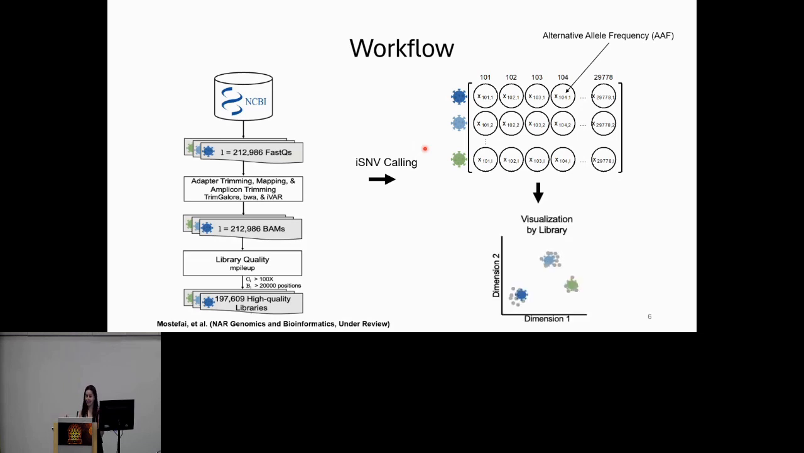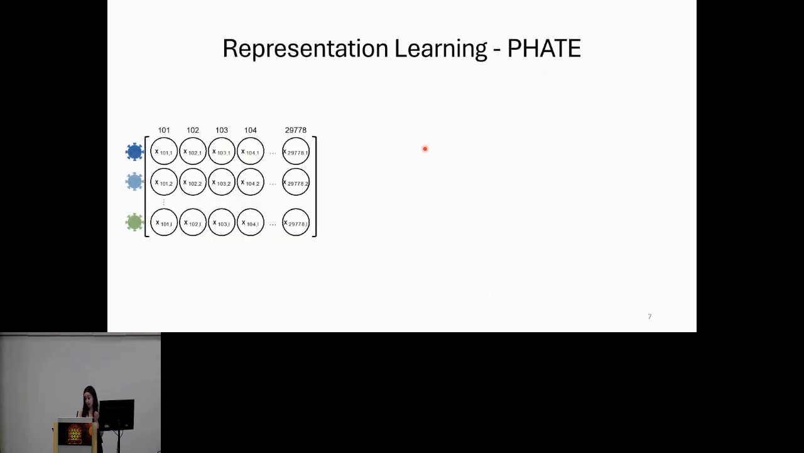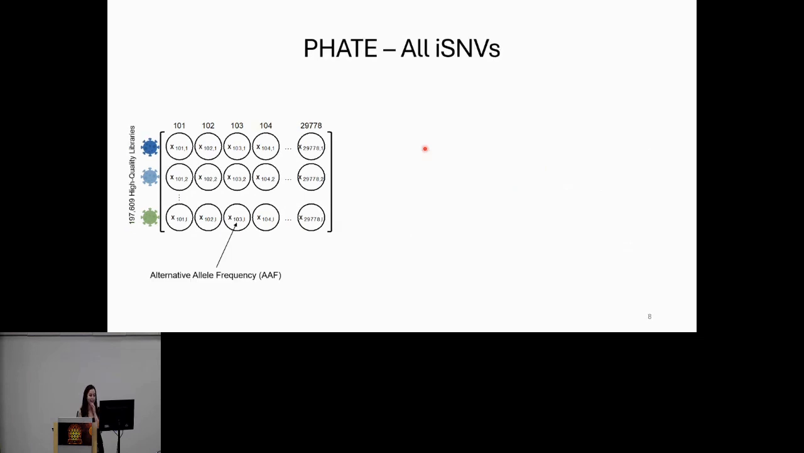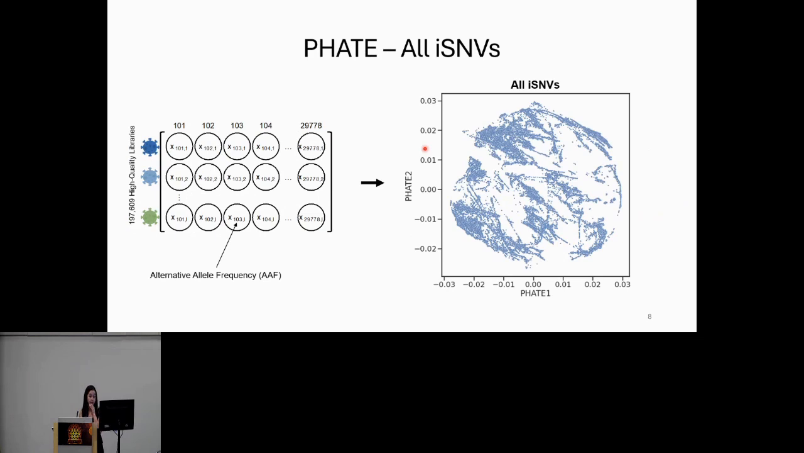To be able to represent this dataset, to be able to visualize this dataset, we create this two-dimensional representation where each library is a point. The method that we use to visualize this data is called PHATE, and it is best at revealing the branching structure of the data. So what does our data look like when we put it into two dimensions using PHATE? We can see each library is a point here, and we can see already some clustering structure. What explains this clustering structure is lineages when we label by lineages.